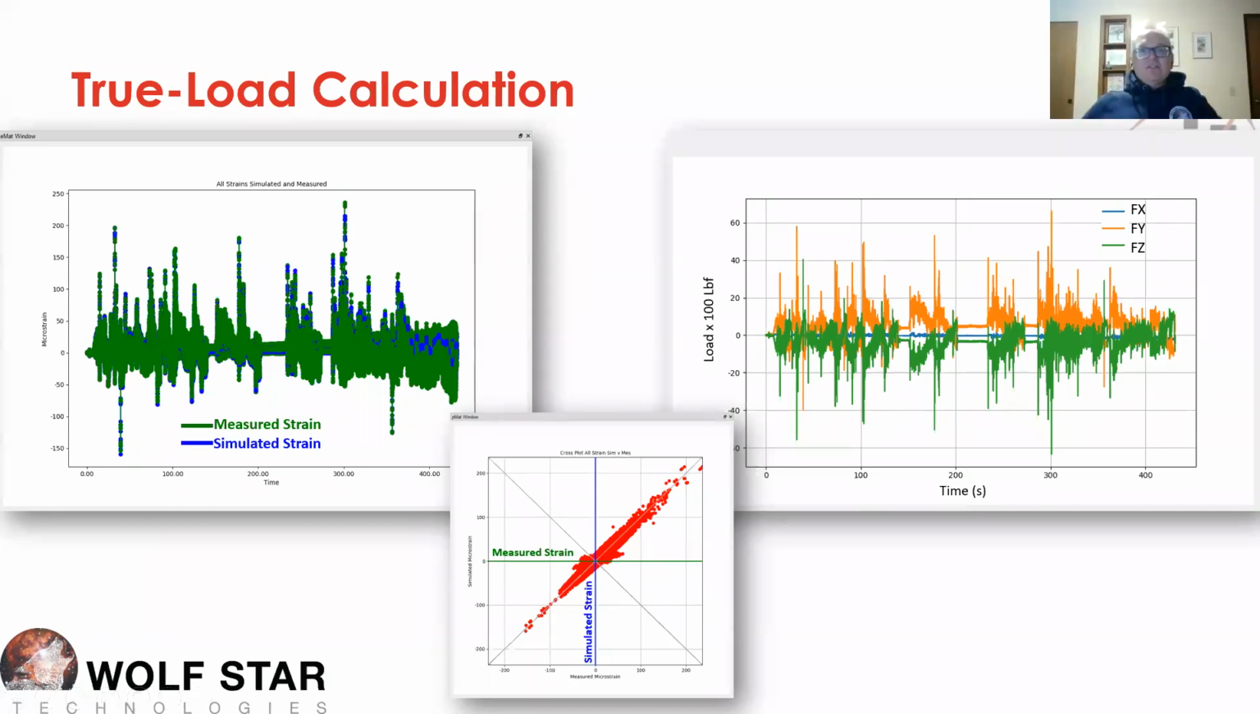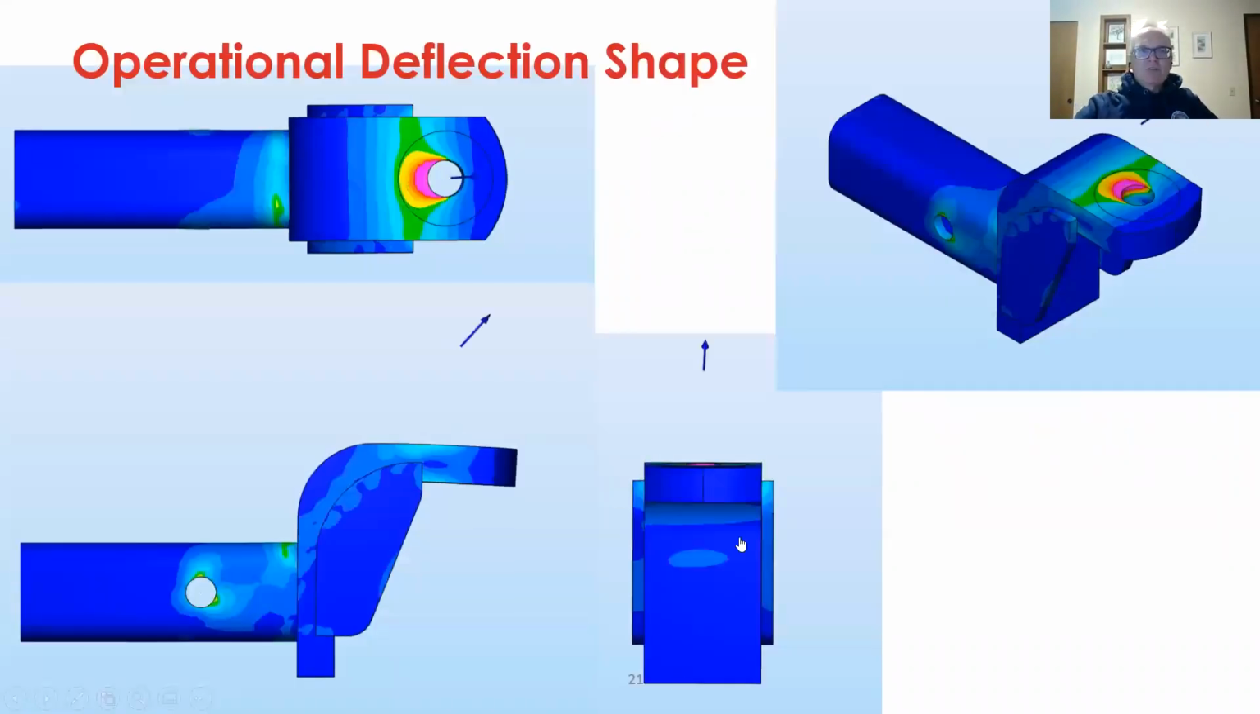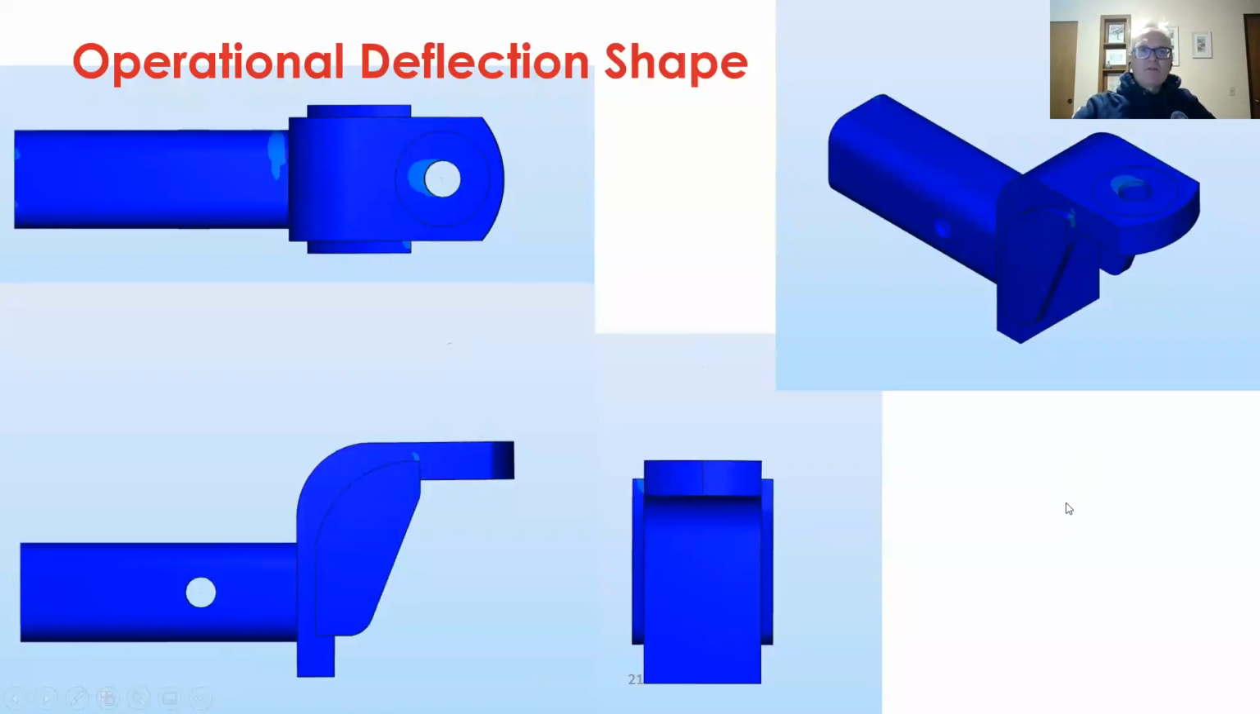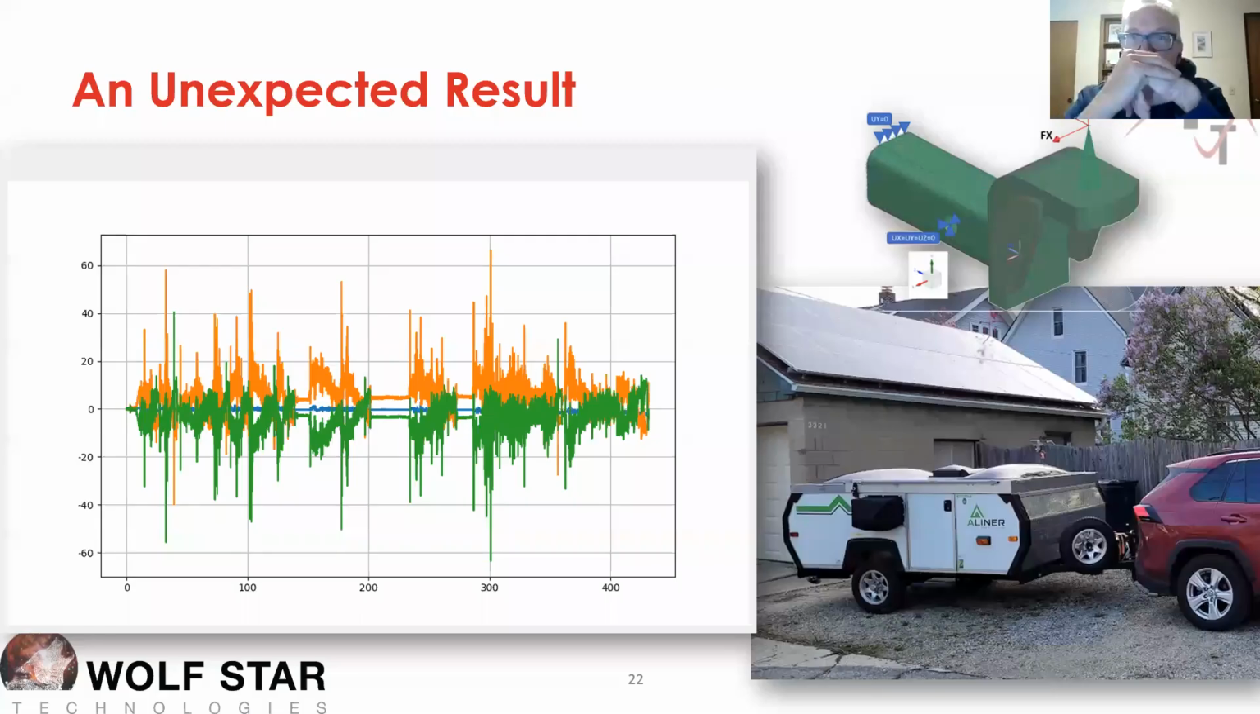Okay. So now I've got great confidence in my loading, and I can even go off and generate the operating deflection shape for my trailer hitch. Okay, so now I can see what loads are happening on my trailer hitch as I'm pulling my trailer down the highway. So what's interesting here, I got a very unexpected result.